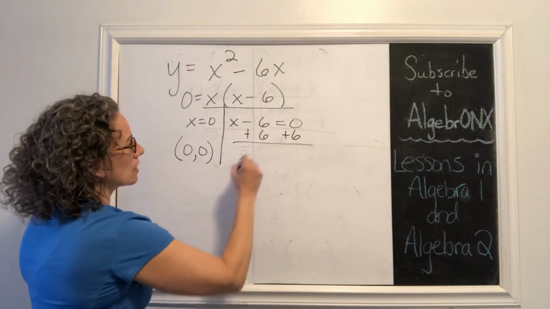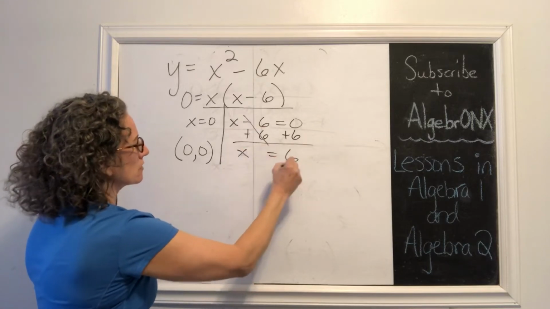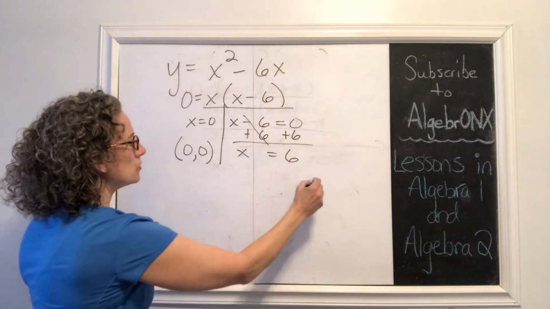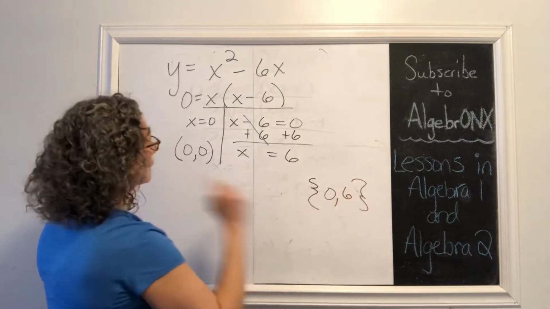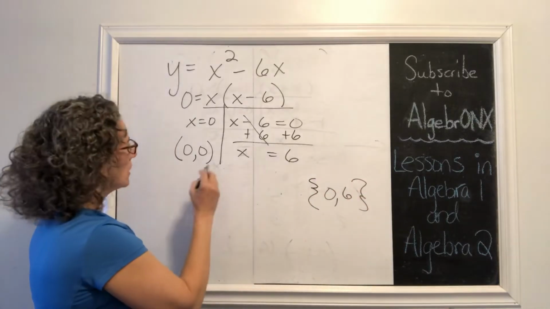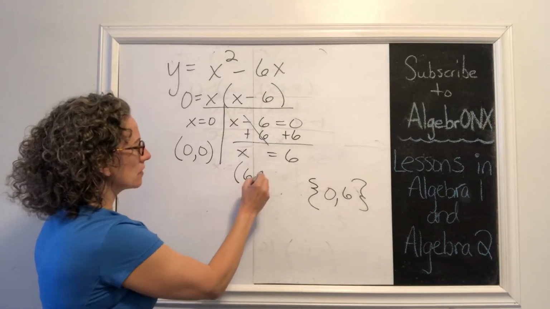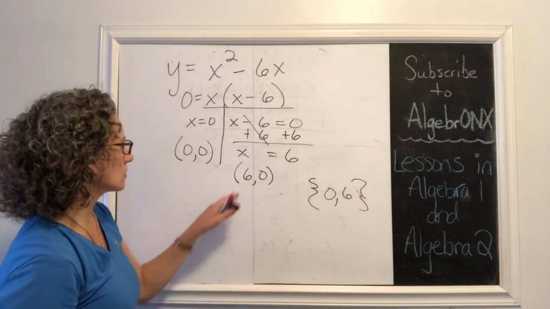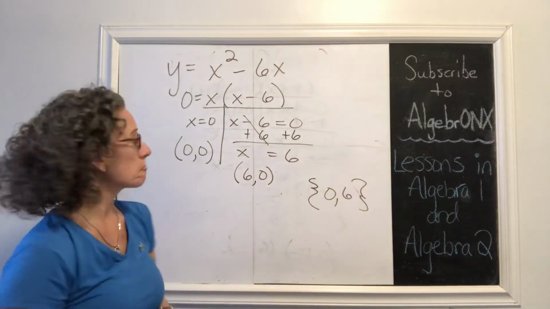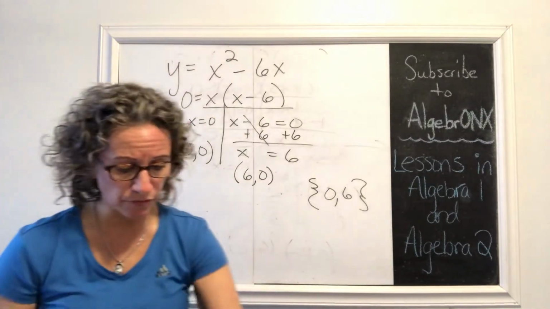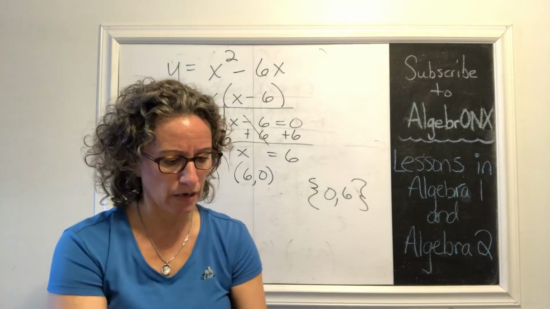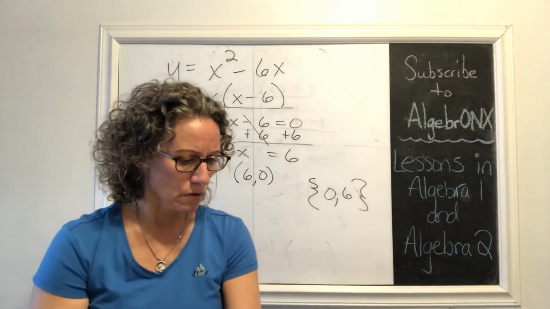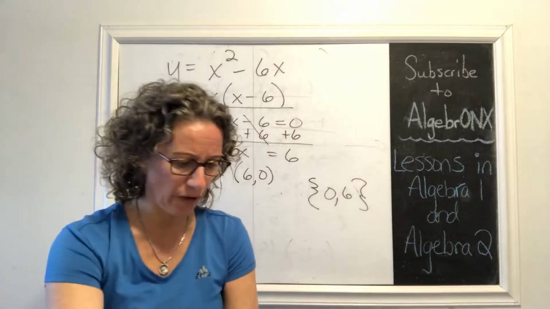Add 6 to both sides, x equals +6. And so the two solutions here are 0 and 6 in our solution set notation. And this coordinate is 6, 0 if we need to state the coordinates of the x-intercepts. Okay, so that was a different type of example where you've got a GCF. And I have a few more examples. So practice a little bit of factoring now.